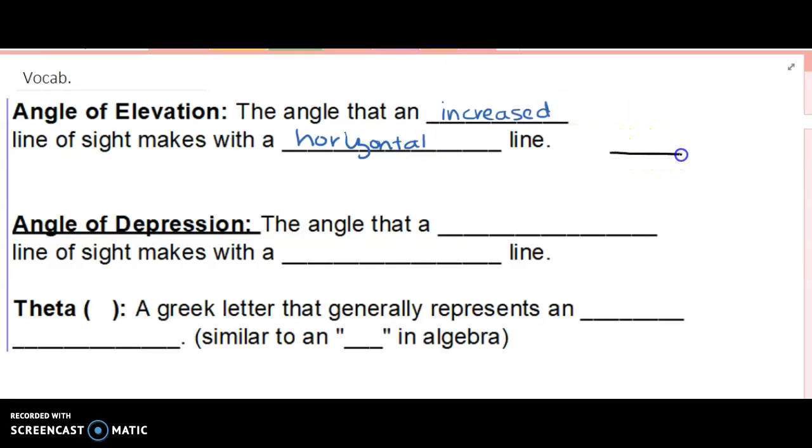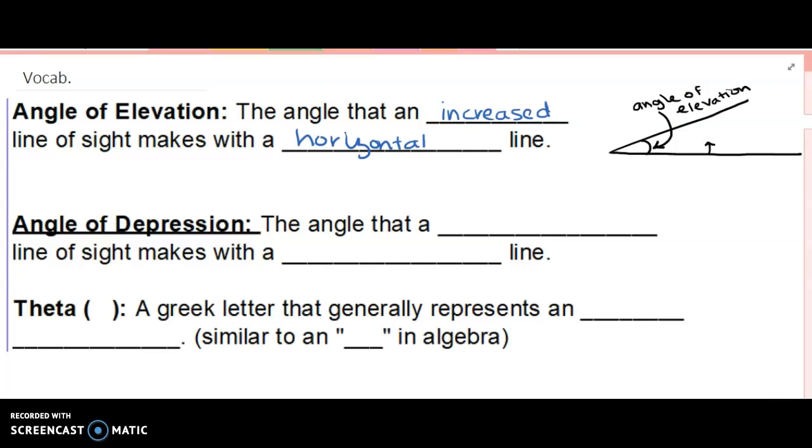So you will always start with a horizontal line, okay? And if we're going to increase something, that means we're going up. So if we go up, this would be the angle of elevation.